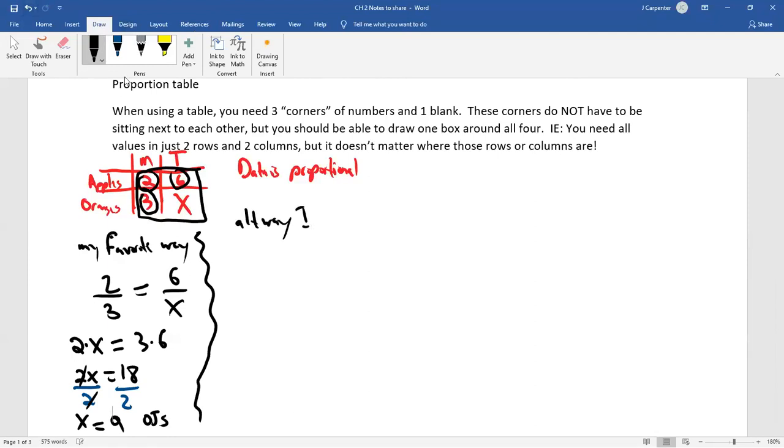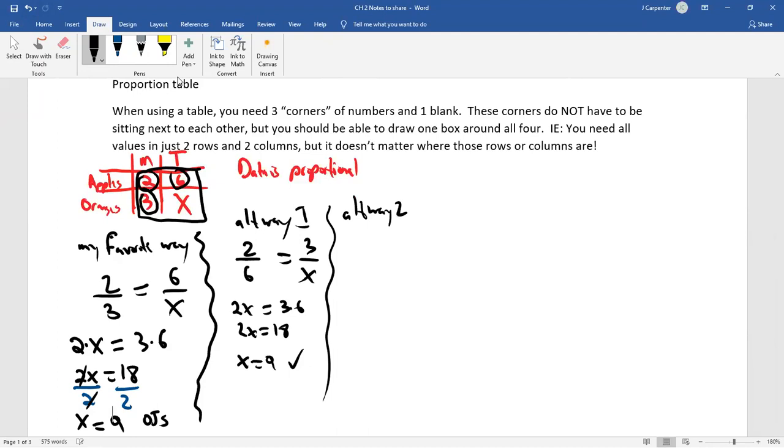Alternate way number 1. And I'm not going to do all the alternates, that would take me forever. So instead of going 2 over 3 equals 6 over x, instead of going top left over bottom left, let's just go top left over top right. So let's go 2 over 6. I chose to do this one over this one, so I just have to be consistent on the other side. So I'll go 3 over x. Since I went left over right on this side, I have to go left over right on this side. So 2 over 6 equals 3 over x. If you cross multiply this, you'll get 2x equals 3 times 6, which is 18. When you divide both sides by 2, you'll get x equals 9, the same answer.